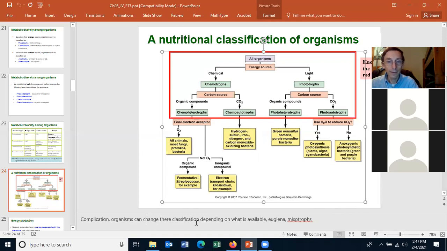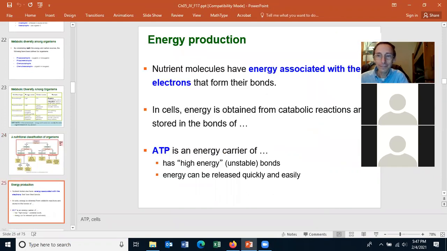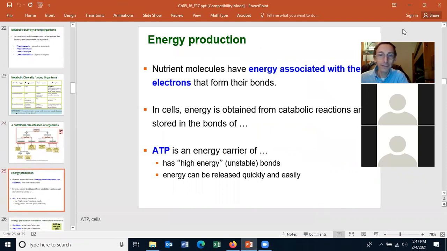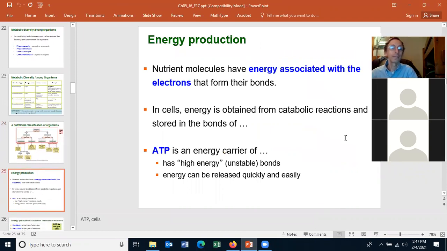Can humans change their classification? I'm asking a question. Can humans ever be a photoautotroph? No. Thank you. Yes, humans cannot change our classification. Bacteria are a little different. All right, so that's the classification of living things.